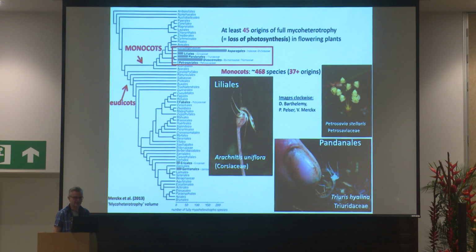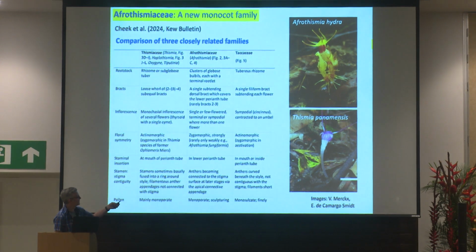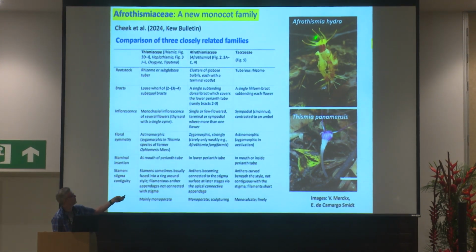To this pantheon of families with mycoheterotrophs, we recently added an 8th. Well, it's kind of cheating because we knew about this species. It's obviously fully mycoheterotrophic, but we've split it off as a new monocot family. The basis of that is partly phylogenetic and partly based on morphology. There are many morphological differences between Afrothismiaceae up here, and its two most closely related families, Thismiaceae, which is fully mycoheterotrophic, and Taccaceae, which is photosynthetic. So I won't say much more about that. You can go and look in the paper that recently came out by Martin Cheek and colleagues.